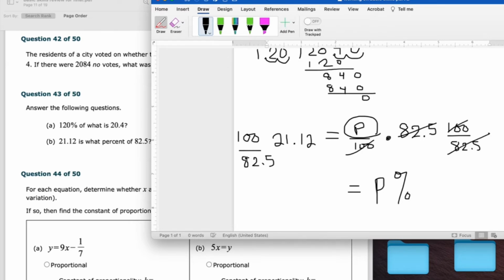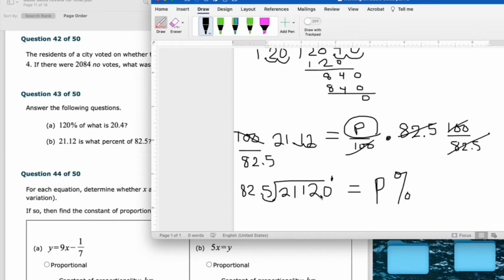All right, and then we're going to have to do this math. So 100 times 21.12 over 82.5. So I'm just going to multiply by the 100 and move these decimals two places, which cancels that. So we've got 2112. 2,112 divided by 82.5. Okay, so then we're going to move our decimal here and move our decimal by adding a 0, putting my new decimal right here at the end.